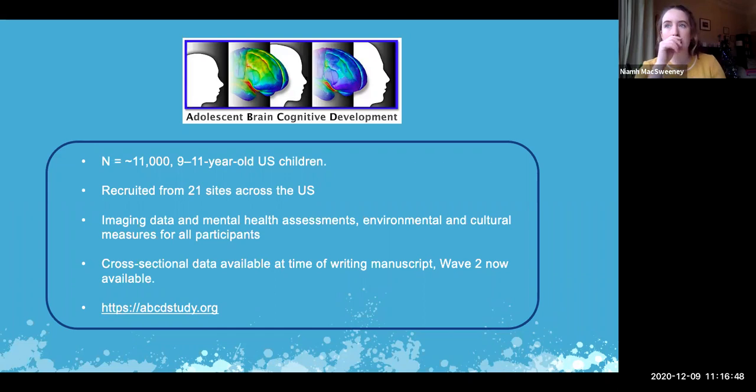It's from 21 sites across the US. So it is a population-based study. The study designers are reluctant to use the phrase representative because it's not entirely representative of the US population as a whole, but they did try to make it as close to that as possible. And it includes a host of measures, including imaging data, mental health assessments, and then a range of environmental and cultural measures for all participants. At the time of writing this paper, only the cross-sectional data was available.